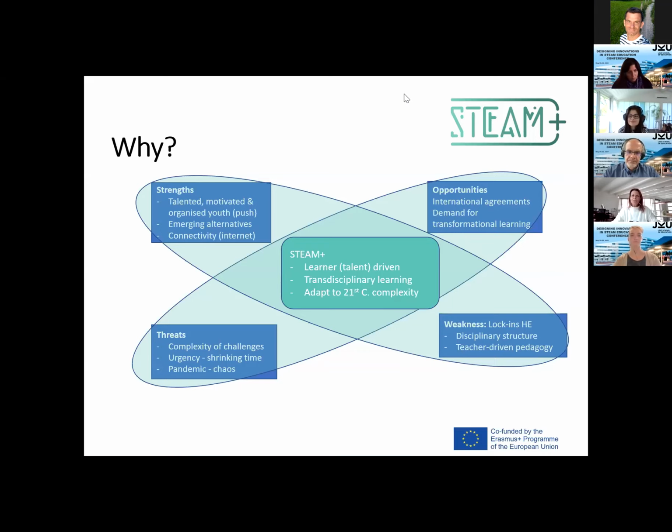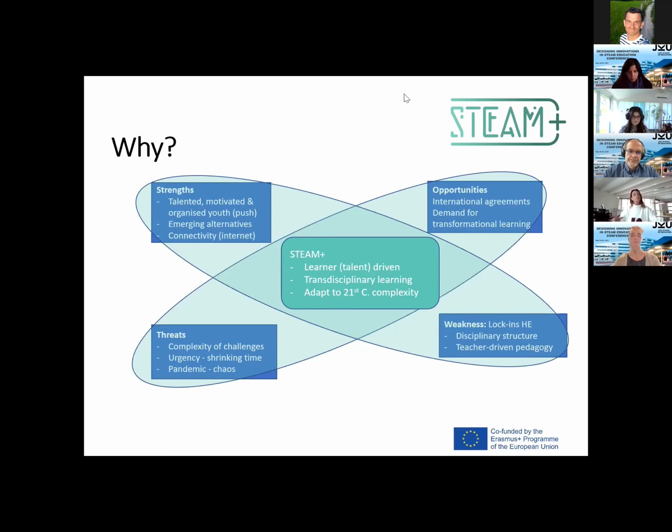My name is Marie van den Nieboer, and I'm the national coordinator of the STEAM Plus project in the Netherlands. And I work at the Hanze University of Applied Sciences as a lecturer. Ella introduced the project to you and told you a bit about the principles behind it. And now the question arises, why do we need this project? You see a SWOT analysis that we made of the current situation.